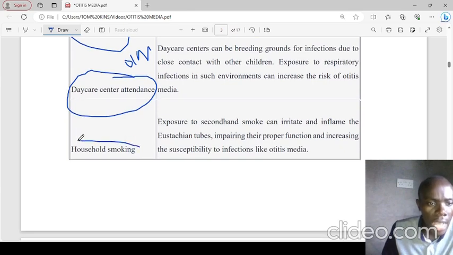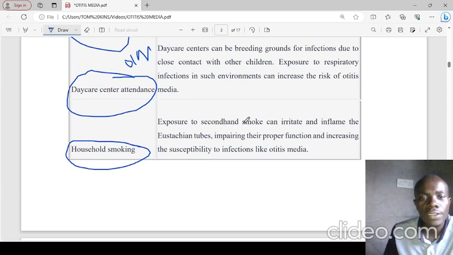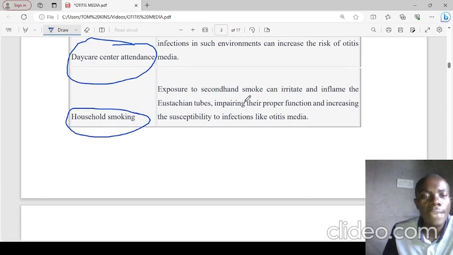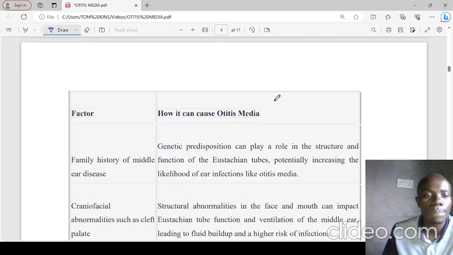Household smoking can also be a risk factor. So if you are a second-hand smoker, this normally irritates and inflames the eustachian tube, impairing its proper functioning and increasing susceptibility to infections like otitis media.